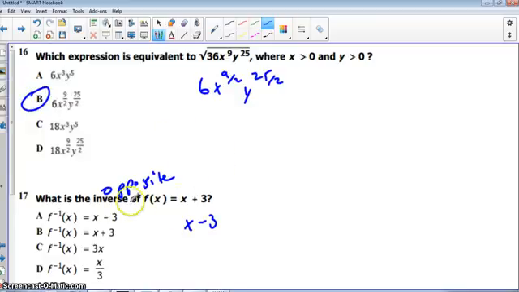17. Remember that an inverse is basically an opposite. When it's this simple, you can really just think about what's the opposite of adding 3? Well, it's subtracting 3. That's the one you need.